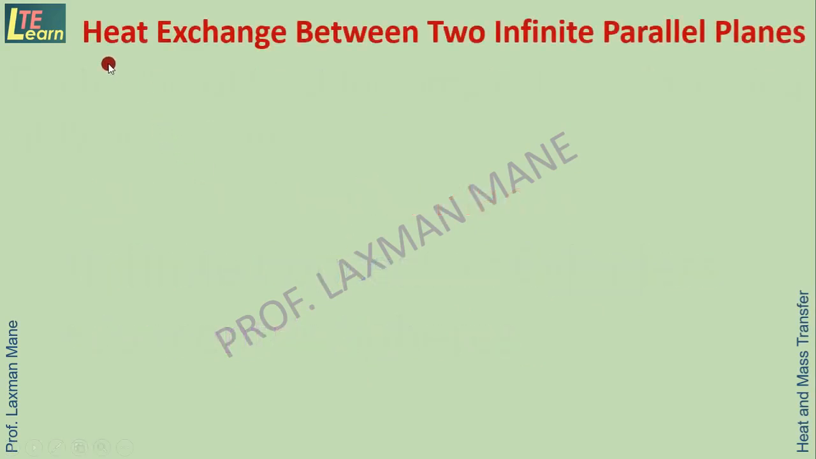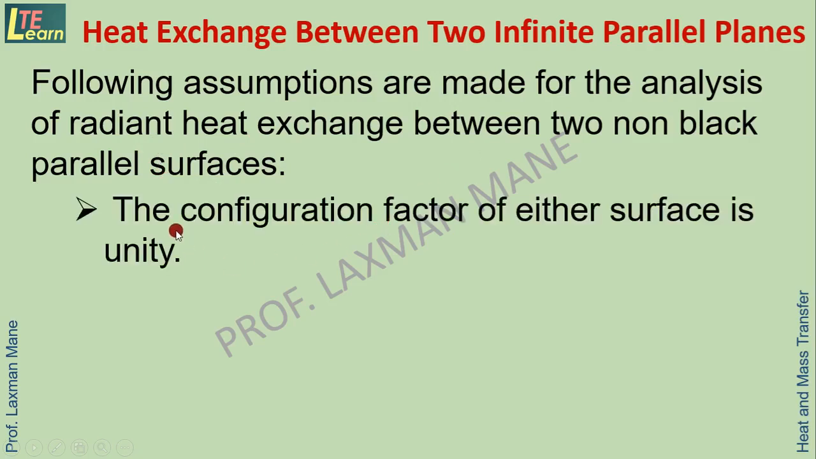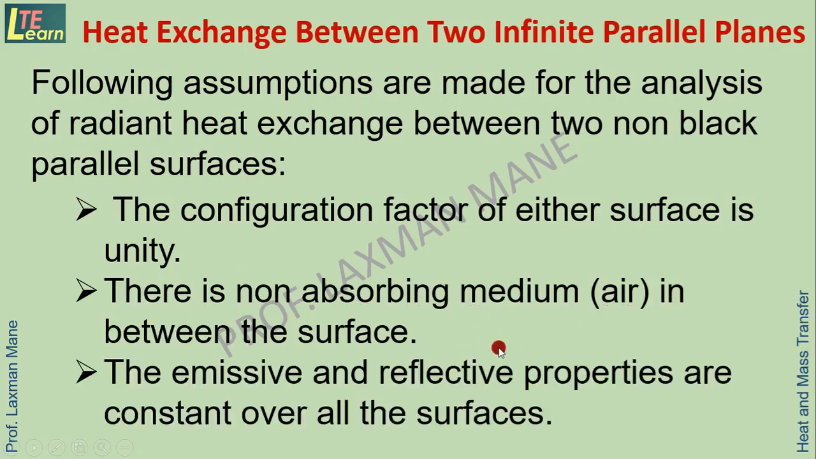So let us take the case of heat exchange between two infinite parallel gray surfaces. For that, the following assumptions are made for the analysis of radiant heat exchange. First, the configuration factor of either surface is unity. Second, there is no non-absorbing medium, say air, in between the surfaces. And third, the emissive and reflective properties are constant over all the surfaces. So with these three assumptions, let us proceed to the formula.